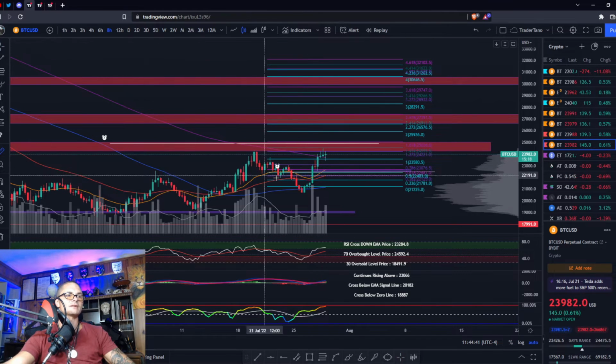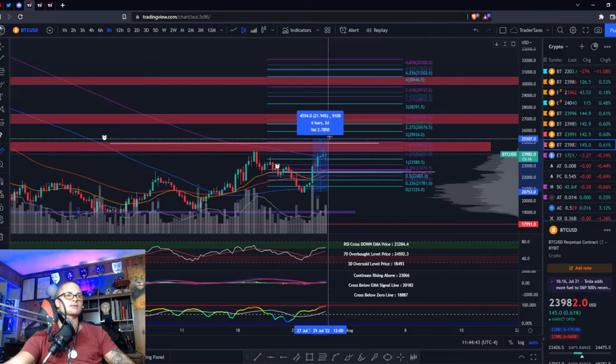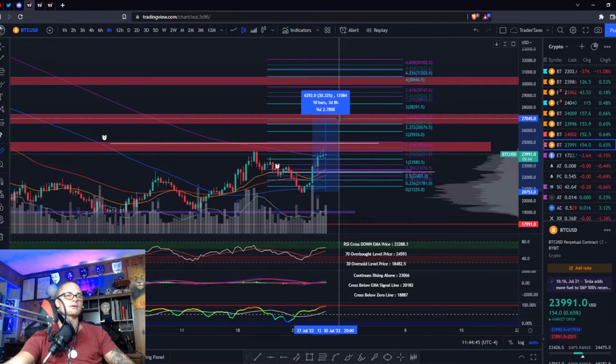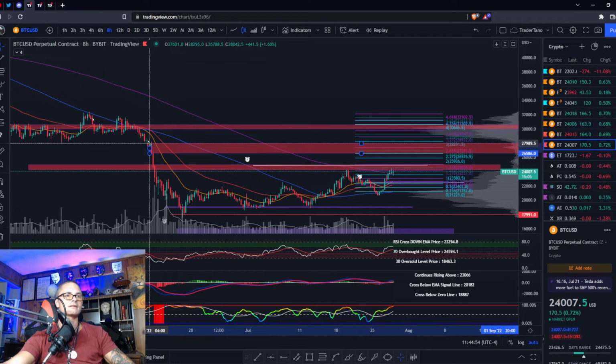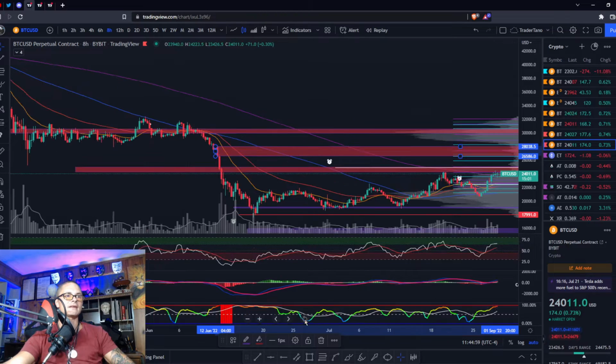Now let's see what this move would be if we got into our next red zone. You know, that'd be a 30% move. And I don't really think we're going to go higher than, you know, 28K. I'm going to go ahead and raise this up actually to 28. And that's what I'm looking at right there.